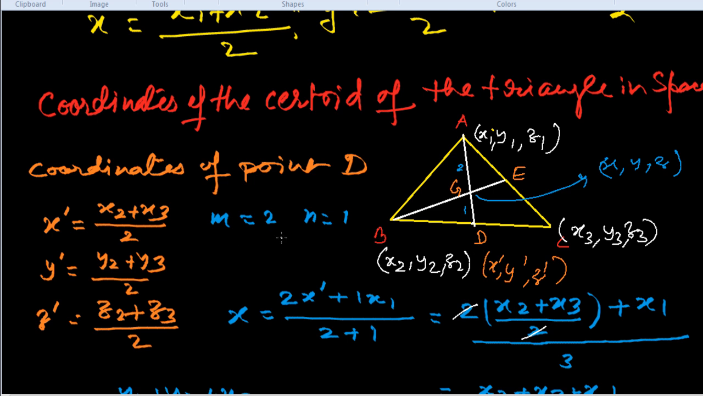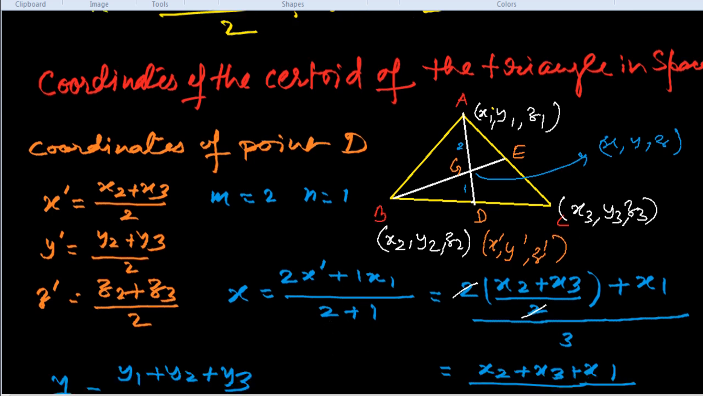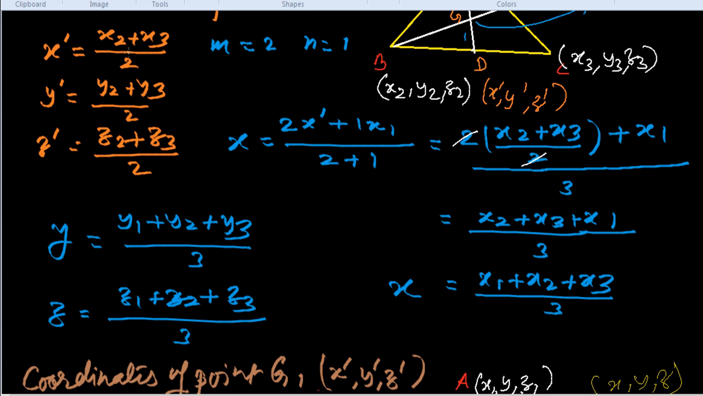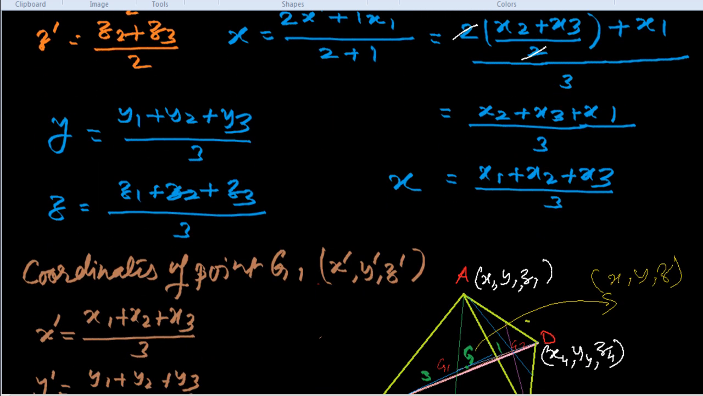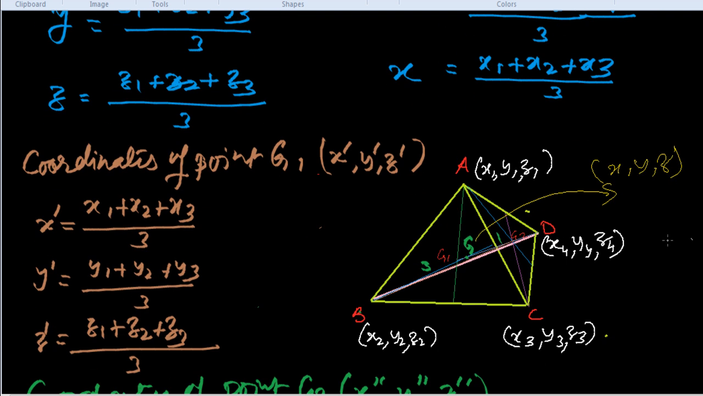So m is 2, n is 1, and we put these in the section formula again: x is equal to (2x dash + x1) over (2 + 1), and we simplify this. We put the value of x dash, (x2 + x3) over 2, and the 2s cancel each other, and we get (x1 + x2 + x3) over 3. This is the coordinate of the centroid of a triangle in space. Similarly we get y and z.